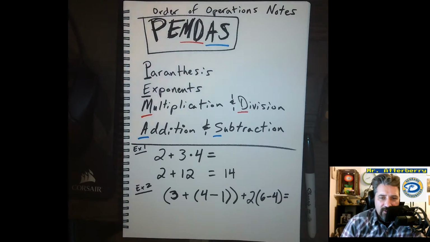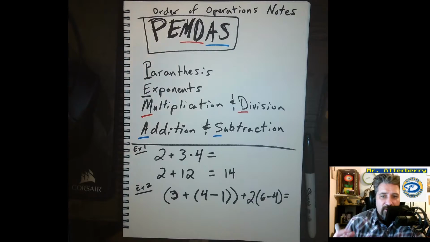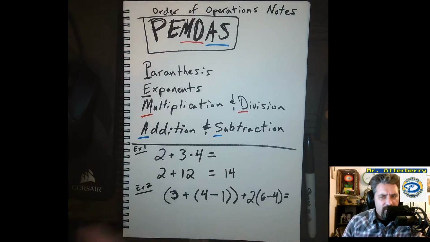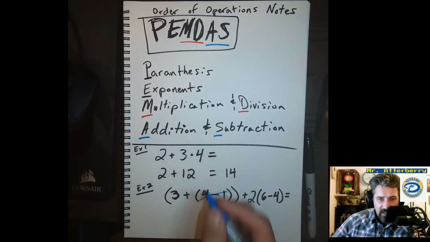You got parentheses, you have 3 plus, and then parentheses 4 minus 1. Think of it like an onion or a present you peel, or you open up. You want to start with the inside first, okay? So I'm going to start with the 4 minus 1 here. I'm going to do this math first, okay? So 4 minus 1, not too bad. Hopefully pretty easy, okay? That just equals 3.